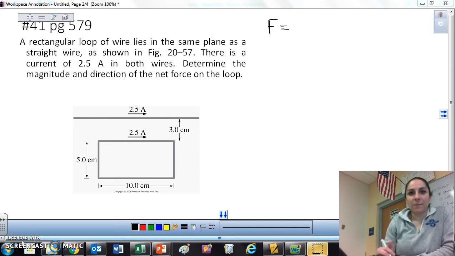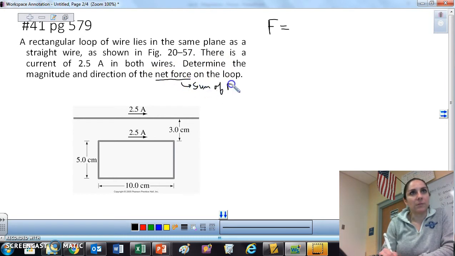Hello, welcome. What I'm going to do today is calculate the magnetic force due to two currents of wire. So it's going to be a little more challenging because what we have is a loop of wire. So basically, we're going to be figuring out the magnetic force for each of these segments. And once we do that, we'll figure out the net force on the loop, because that basically means find all the forces and sum them up. So sum of forces.